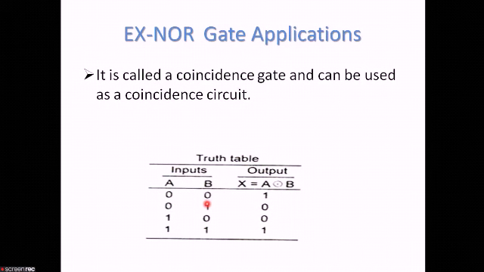So this gate can be applied as a coincidence gate because the output is 1 when its inputs coincide. This 0, 0 means the inputs are coinciding. Similarly, this 1, 1 means the inputs are coinciding. That's why the output is 1. So the output is 1 whenever the inputs are coinciding. That's why the XNOR gate can be used as a coincidence circuit.